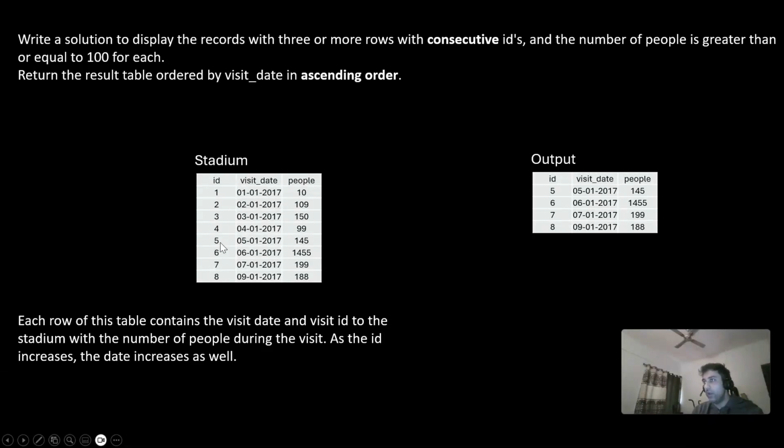And if you see over here, for IDs 5, 6, 7, 8, for all these consecutive IDs, we have the number of people visiting greater than or equal to 100. And that's why we have included it in our final output. So this is the problem statement. Now maybe you can pause this video and think of a solution, and once you are done, you can come back and check the solution.